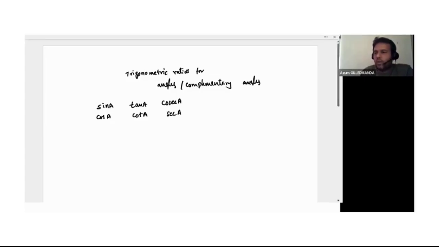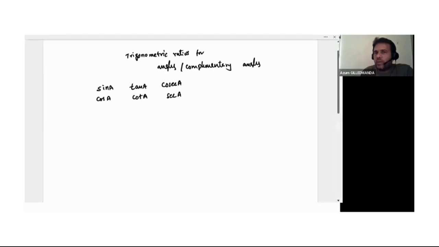Now, what are the values of these for different angles, right? For example, we have angles between 0 and 90. Those are the acute angles. So we will look at what values we have for these trigonometric ratios for 0 degrees, for 30 degrees, for 45 degrees, for 60 degrees, and for 90 degrees. So first, the simple thing that we can get is 45 degrees.